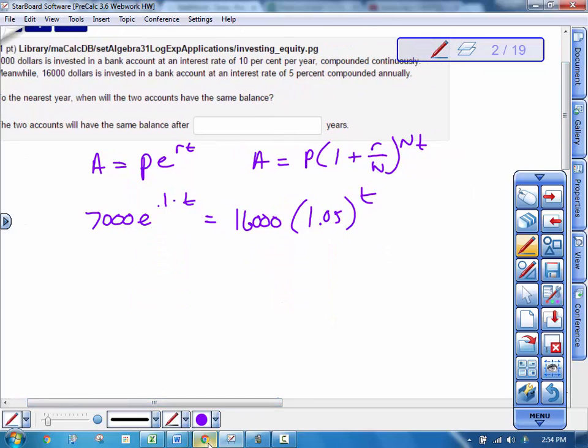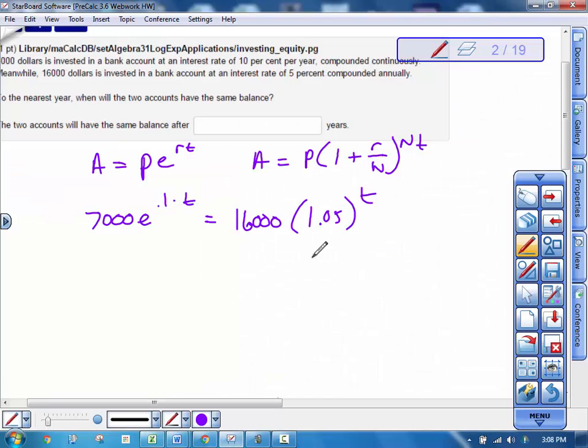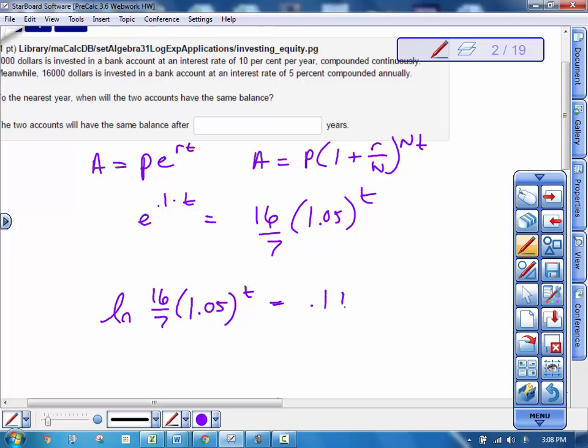Now, you can graph this if you want. If you want to pull up Desmos and graph this, you'll get the solution is like 16.14. That might be the quickest way to do it, but there is another way we can solve it algebraically. I know it's a tough one to solve, but I would divide both sides by 7,000. That makes it 16 over 7 here. And then I would take the natural log of both sides, or change it into log form, however you look at it, log base e of this equals 0.1 t.